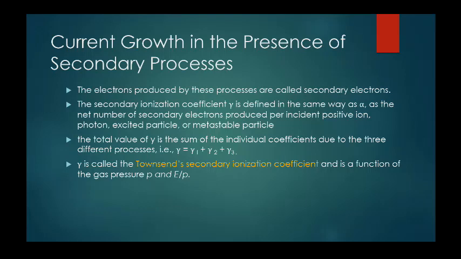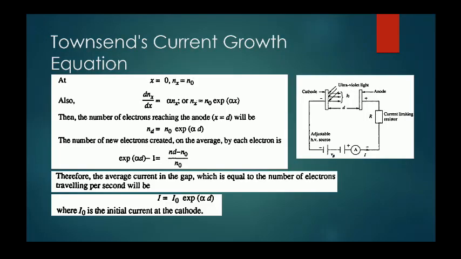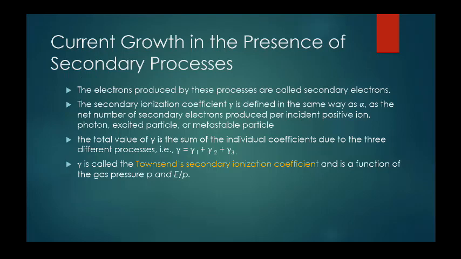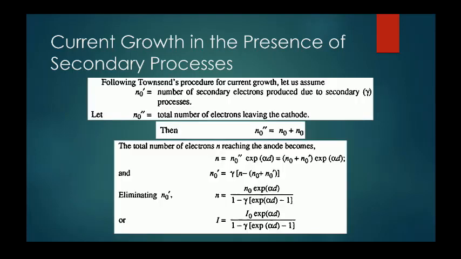So this is the summation of the individual coefficients obtained from the secondary processes. Gamma is called Townsend's secondary process coefficient.